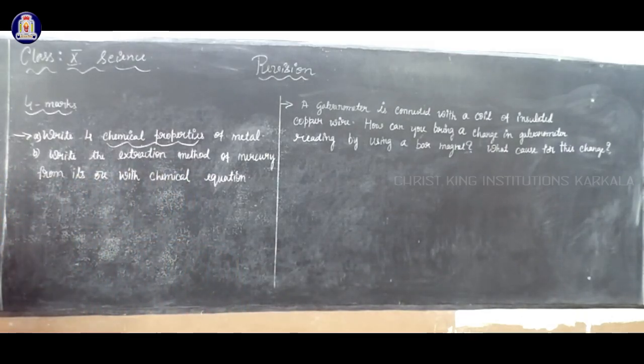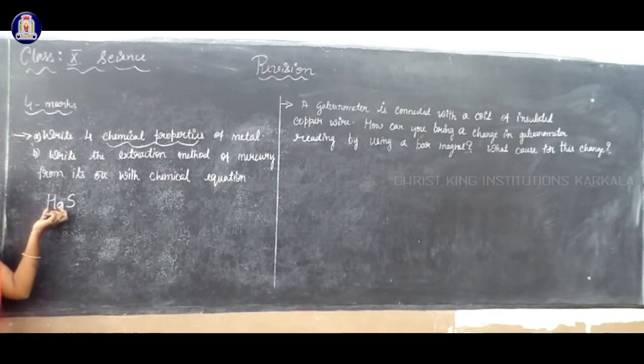Extract mercury from its ore with the chemical equation. How mercury can be extracted from the ore? This is also given in your notebook and also in the text. The ore of mercury is cinnabar. Cinnabar is HgS, mercury sulfide. From the cinnabar, mercury is extracted in two steps.